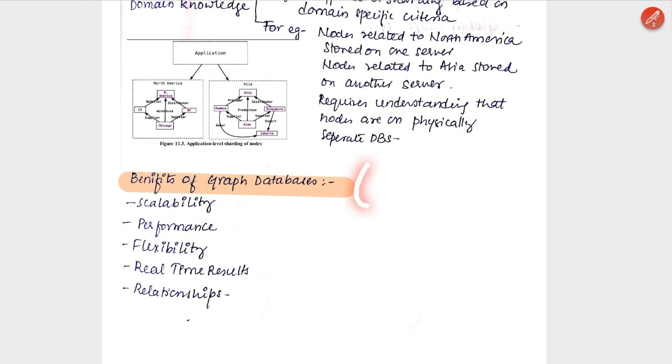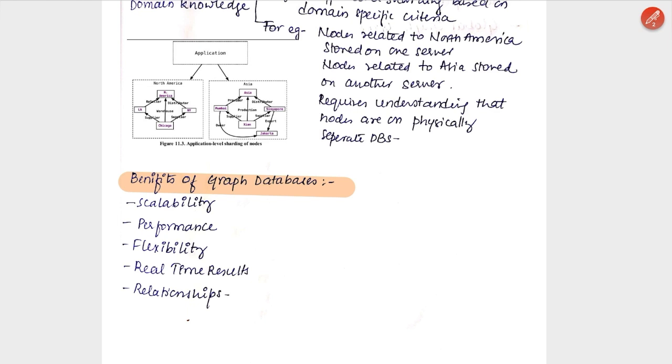So this could be clubbed with "what are graph databases" if it's asked for 10 marks. Okay, so first is scalability. Graph databases can handle large data and can scale out to clusters of machines. Next we have performance. Graph databases can query relationships very quickly because they are stored in the database. Flexibility: they are very flexible, and they can store unstructured, semi-structured data.